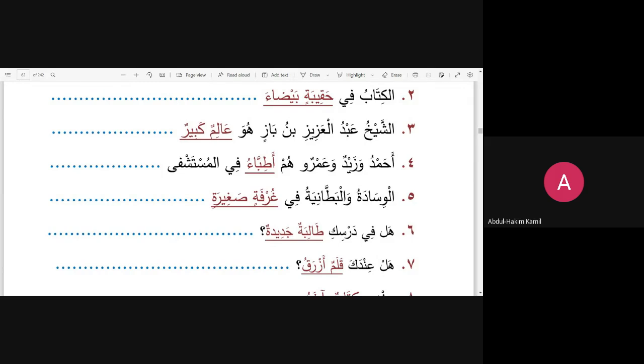You can't say at-taliba and put a tanween on it. You can't have alif lam and a tanween. At-taliba jadida. Hal fi darsiki talibatun jadidatun. How do you change that? Talibatuna al-jadida. Oh, mashallah. Hal fi darsiki talibatuna al-jadida. Is in your class our new student? Is our new student in your class? Is there in your class our new student? At-talib al-jadid.